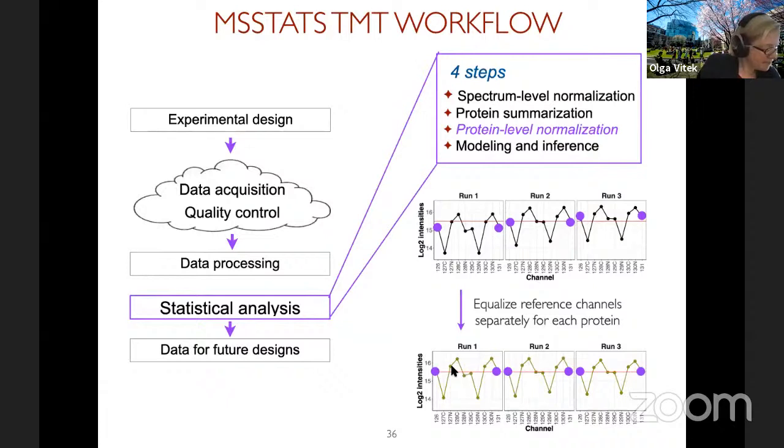Okay. So let's see. Could the reference channel for MSstatsTMT with something like Basel be used? I see Ting is answering. Okay, so let me just let Ting answer that.